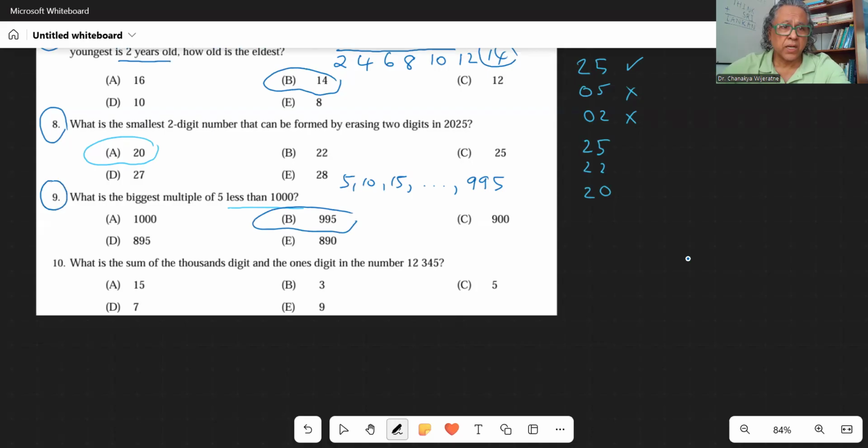Number 10. What is the sum of the thousands digit and the ones digit in the number 12,345? You know these, the digits in the places. So here is the ones digit, and next is the tens digit, hundreds digit, and thousands digit. So the thousands digit is 2, and the ones digit is 5. 2 plus 5 is 7, and you can see how easy the first 10 are.